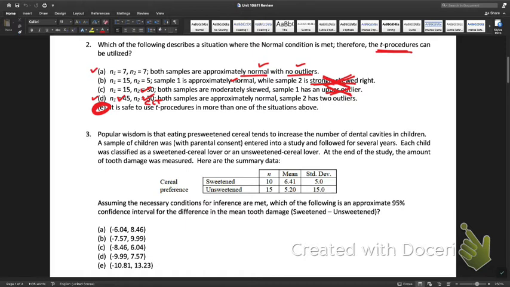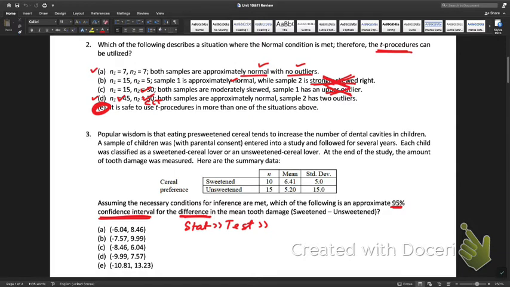Which of the following is an appropriate 95% confidence interval for the difference in the mean tooth damage, sweetened minus unsweetened? So it looks like I just need to construct a confidence interval. In order to construct a confidence interval, I'm just going to use my calculator. So I'm going to go to stat, test, and this one is the 2 mean t interval. So I've got 2 samples, I'm trying to estimate a mean, and it's the mean difference, and so I'm going to use t, and then I'm trying to construct an interval.